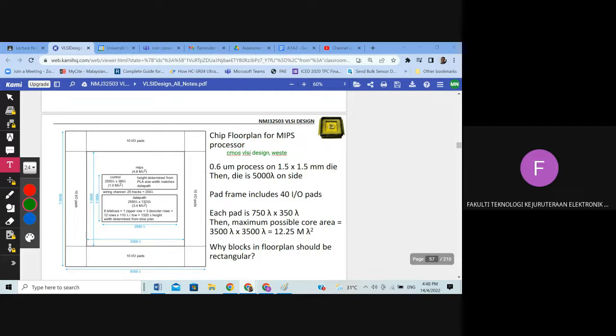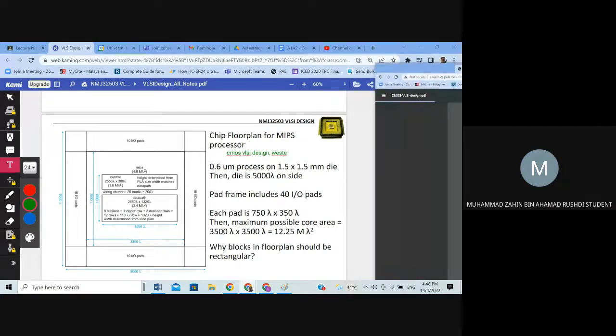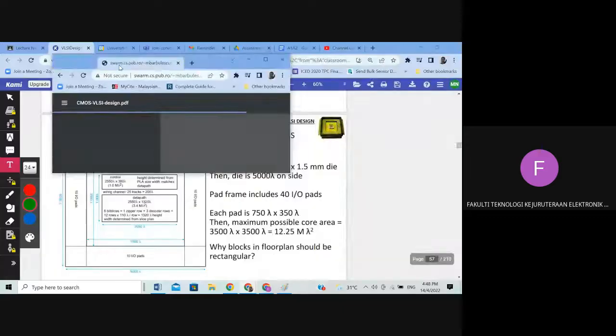Any questions before we proceed? Okay, this is the textbook. Just wait a while, it's still loading.